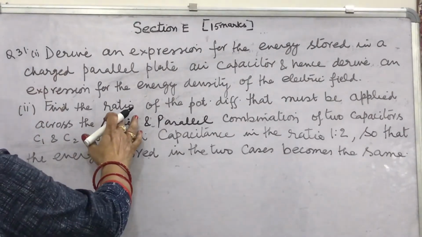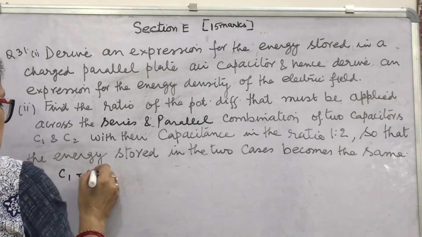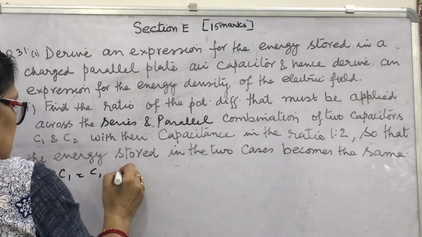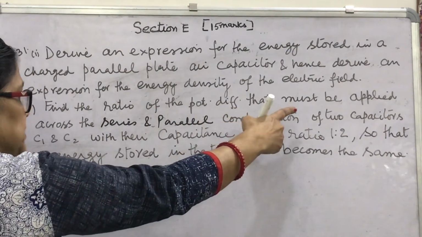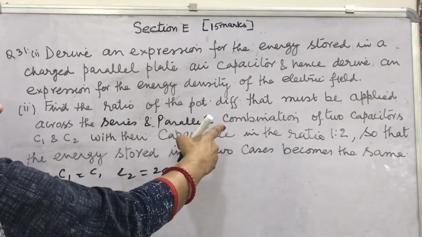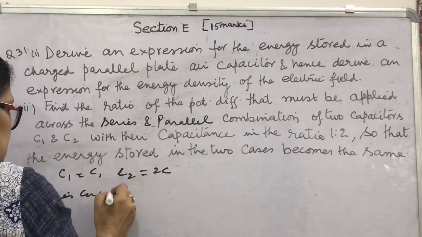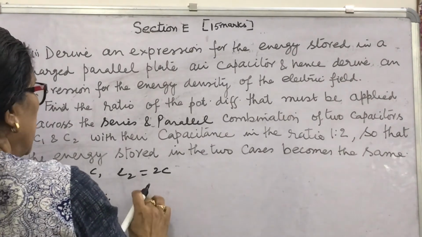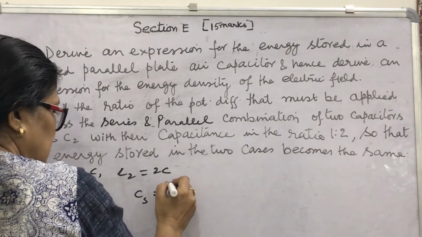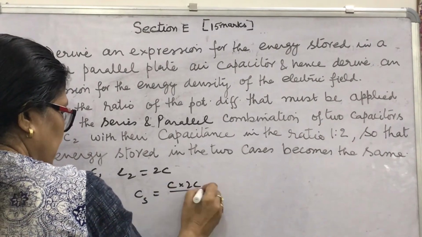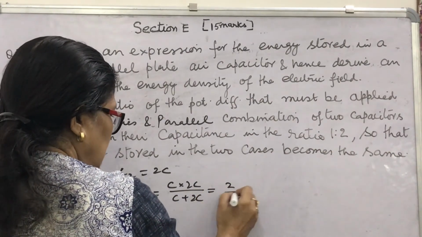In the second part, the ratio of the capacitances is 1:2. Let C1 be C, then C2 will be 2C. We need the ratio of the potential difference that must be applied across the series and parallel combination of the capacitors. So in series combination, we will get C dash, or you can write CS, series. The CS will be C into 2C upon C plus 2C, that will become 2 by 3 C.